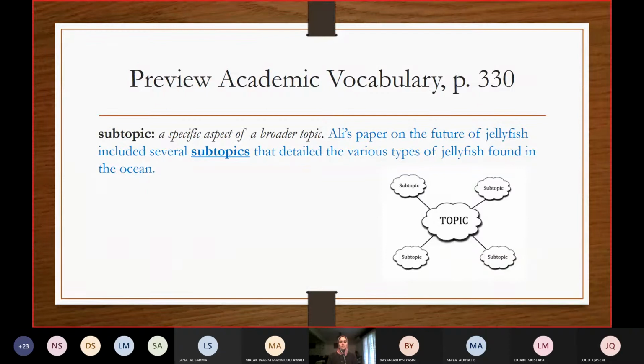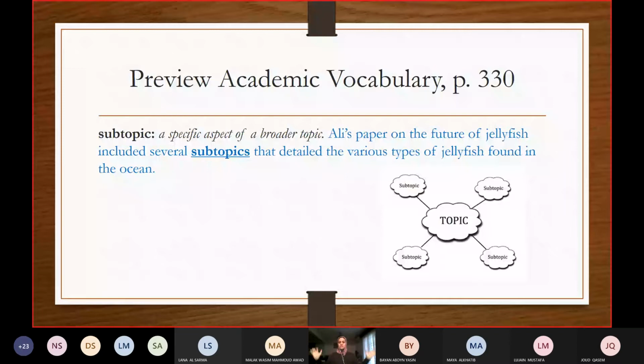Okay, then we take subtopic. Today's academic vocabulary words are very easy and you've taken them before. A subtopic is a specific aspect of a broader topic. So I have a topic, I want to talk about the internet. The main, broad topic is the internet. One subtopic is social media. Another subtopic is search, like Google search engines.